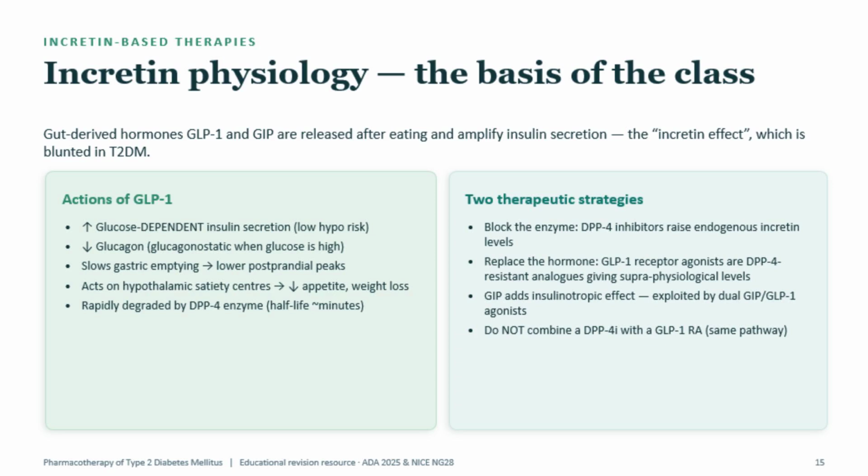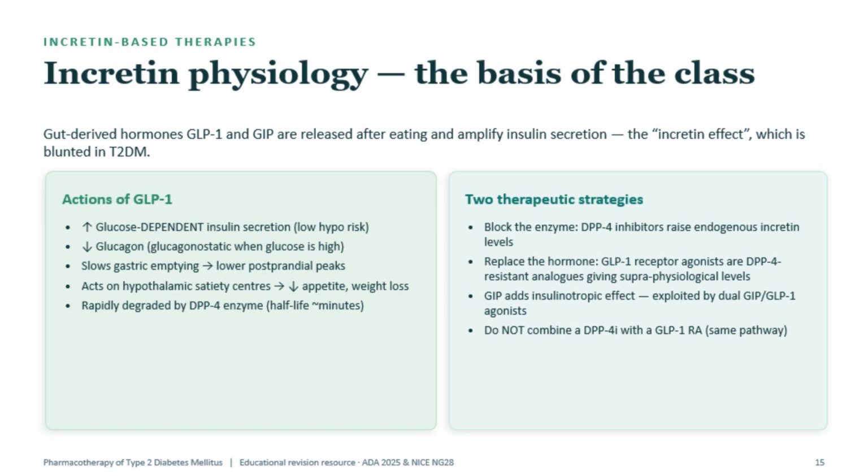When you eat, your gut releases hormones, GLP-1 and GIP, that tell the pancreas to release insulin. That's the incretin effect, and in type 2 diabetes, it's blunted. GLP-1 is the star. It boosts insulin, but only when glucose is high, so low hypo risk. It calms glucagon, slows gastric emptying, and hits the brain's satiety center, so you eat less and lose weight.